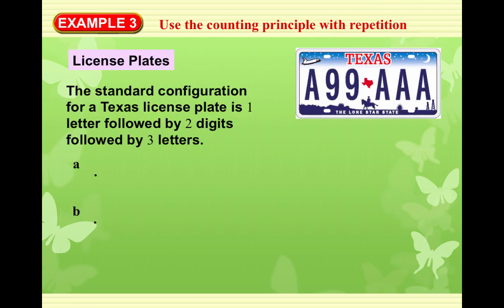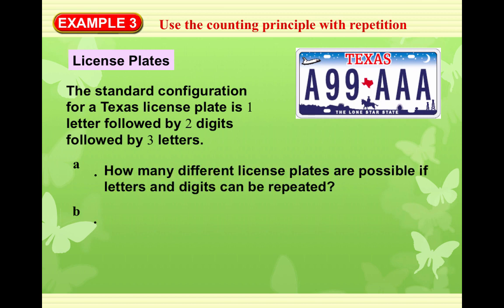All right. For license plates, the standard configuration for a Texas license plate is 1 letter followed by 2 digits followed by 3 letters. How many different license plates are possible if the letters and digits can be repeated? As in the example up here, you can see that A is repeated. It wouldn't have to be repeated every time, but each letter can be repeated, and each of the 10 digits from 0 to 9 could be repeated. In other words, once one is used, it's still available for use again.